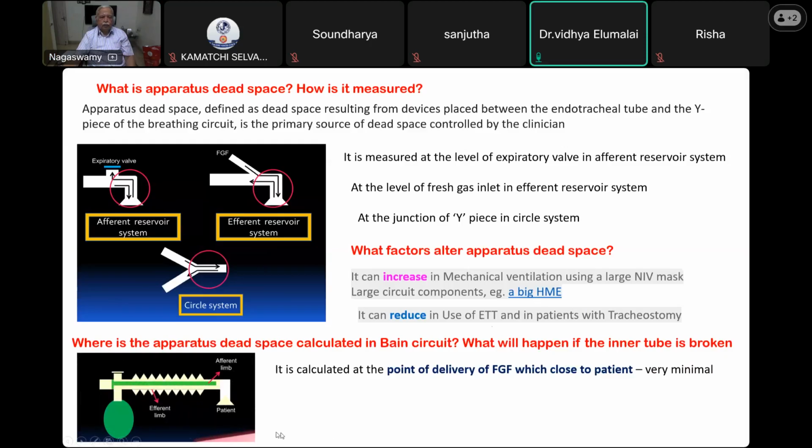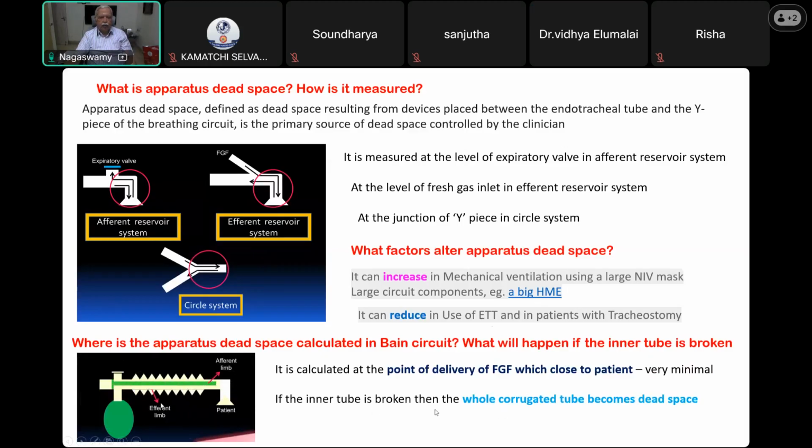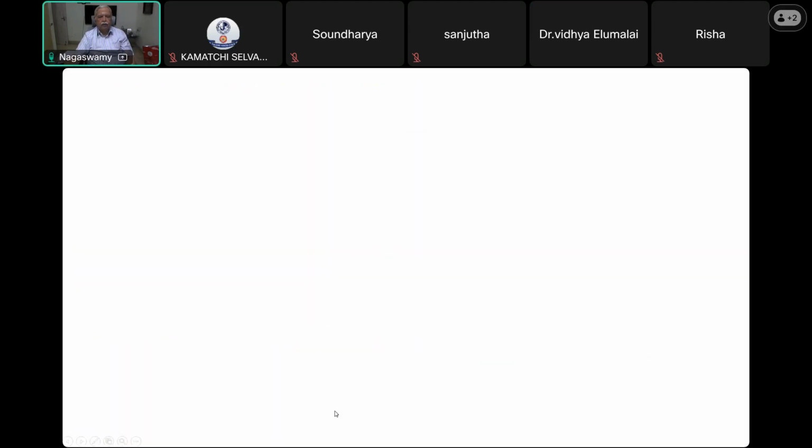The expiratory tube will become. So this is the afferent limb, and this is the patient. So this is the efferent limb, and because it is very close to the patient, apparatus dead space is very minimal. But if the inner tube is broken, then what happens? The entire corrugated tube becomes the dead space, and that will cause accumulation of CO2.